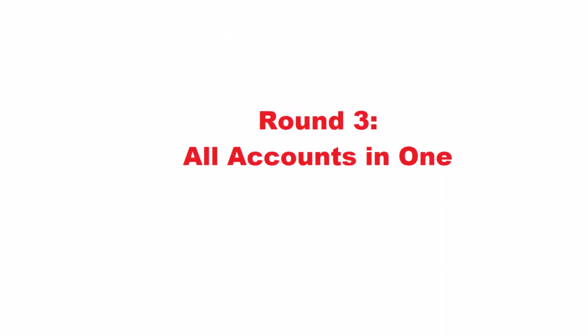Now we have to go to round 3. Now, in round 3, it's called all accounts in one. And what the AI attack engine is going to do, it's going to identify all of the inaccurate accounts that still remain on the credit report, which is 15. It's going to pick the appropriate letter, and it's also going to pick the appropriate dispute reasons based on the inaccurate information.